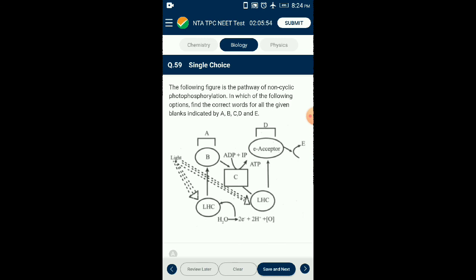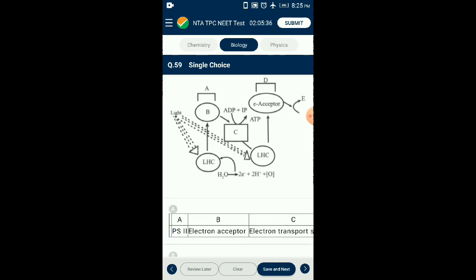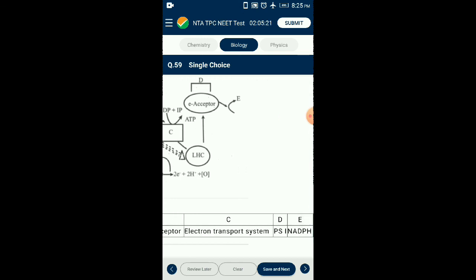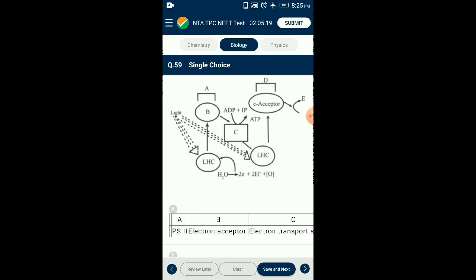Question number 59. The following figure is the pathway of non-cyclic photophosphorylation. In which of the following options do we find the correct words for all given blanks indicated by A, B, C, D? From the given diagrammatic representation, A indicates PS2, B indicates electron acceptor, C indicates electron transport, D is photosystem 1, E is NADPH. So the correctly matching option is option A.